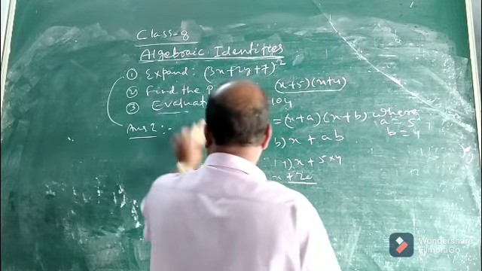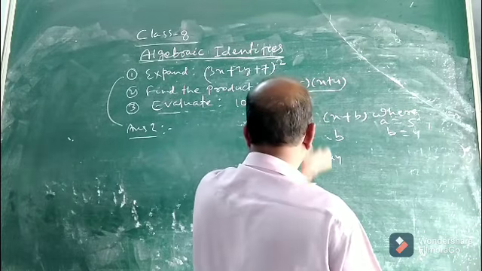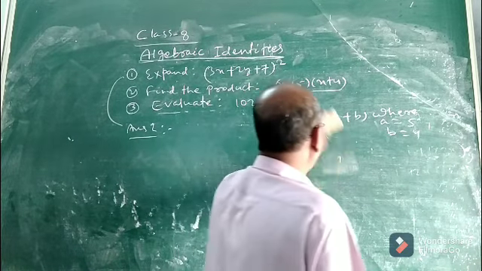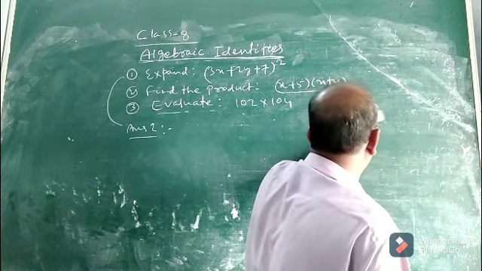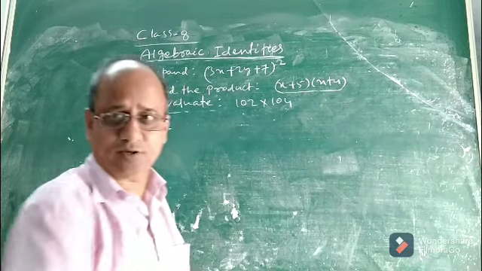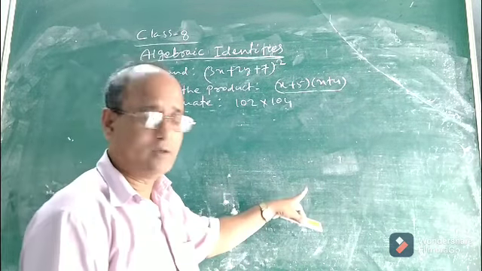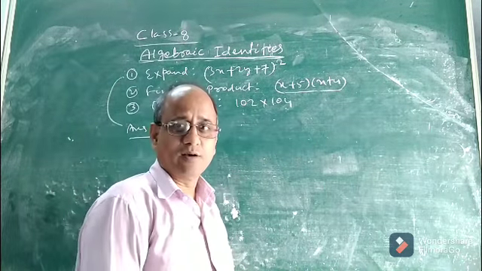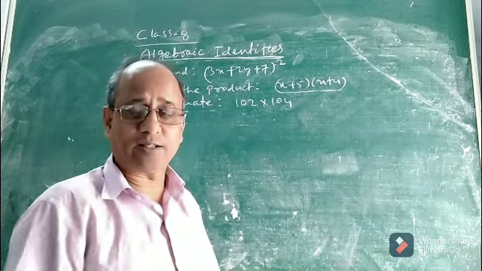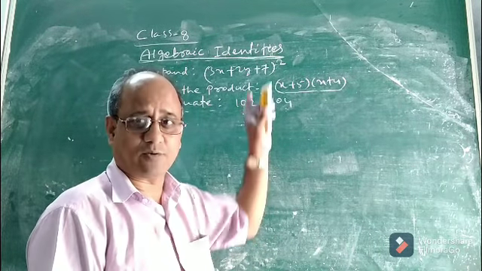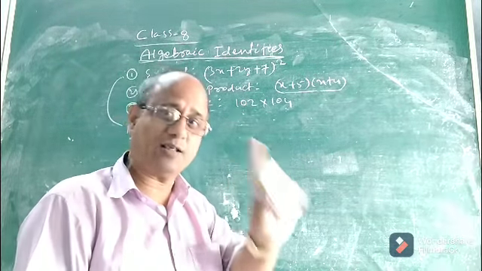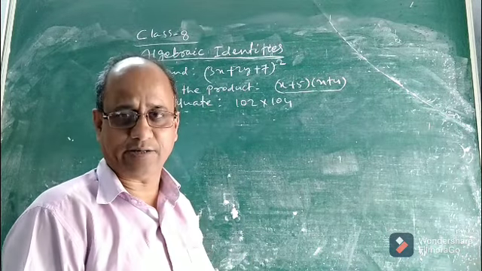Okay, suppose we want to compute or evaluate the value of 102 into 104, not directly but by using an identity. Then I have to think which form it is in, whether it is in the form of identity 3 or 1 or 2 or 4 or 5, that you have to think. There is no other alternative.